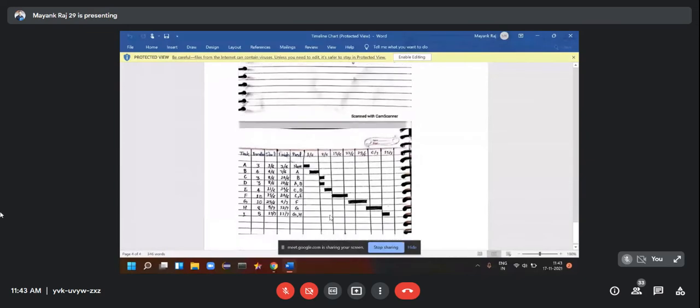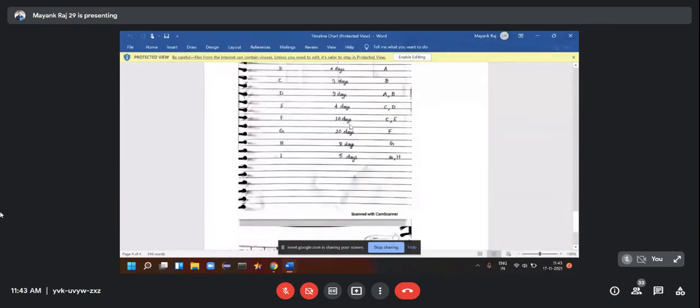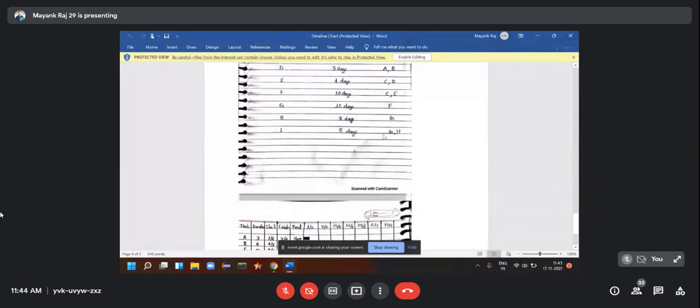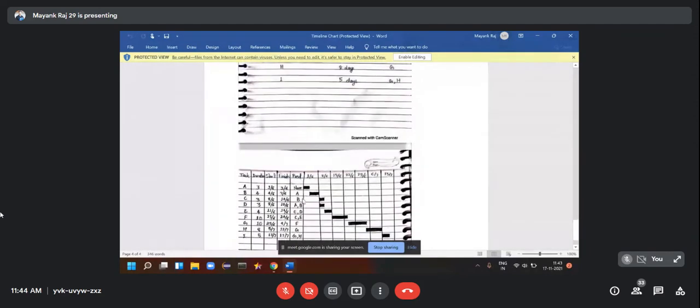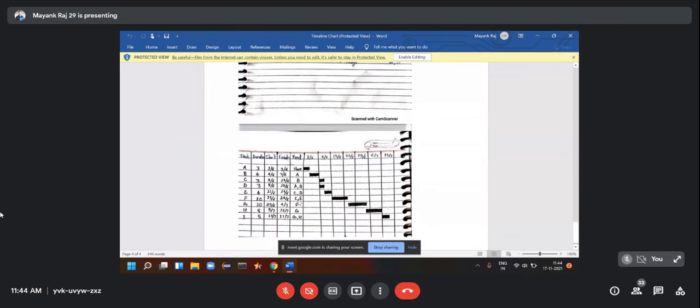Now coming to the process F. Process F has a duration of 10 days. And predecessors are C and D. So recently E has been finished. E has finished on 14th of June. So we will start process F from 15th, and it has a duration of 10 days. So it will go till 24th of June. And predecessors are C and D. So we will mark accordingly.